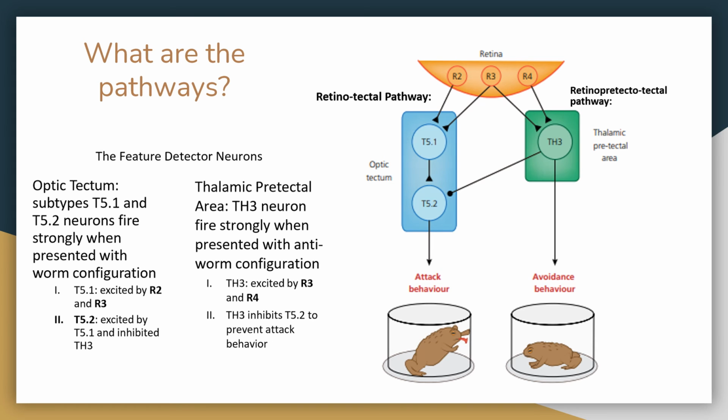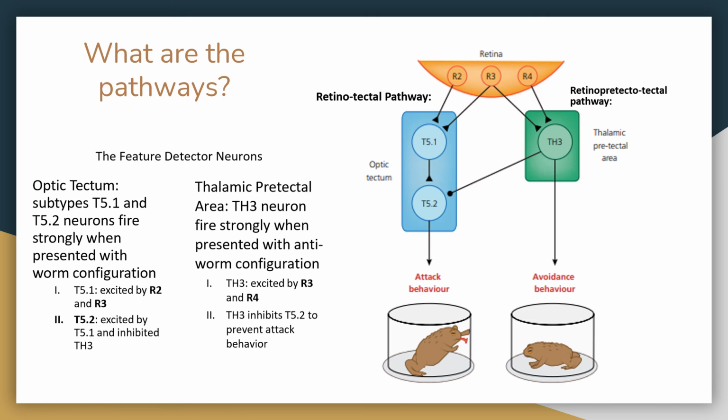For non-worm configuration, we have the retinopretectotectal pathway. So when a toad sees a non-worm configuration, the retinal ganglion cells R3 and R4 will excite Th3 neurons in the thalamic pretectal area, which will inhibit T5.2 neurons in the optic tectum. So this will stop attack behavior from happening, and then it will elicit avoidance behaviors.